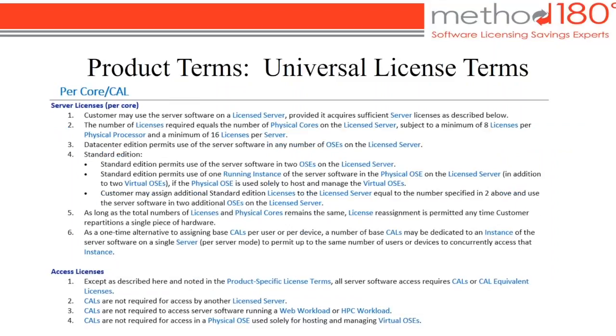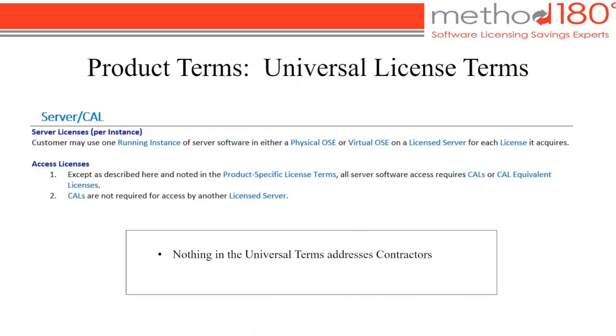Okay, so if we look at the per core / CAL model, which is the new server, this is basically Windows Server, where Windows Server's core-based licenses now come with CALs. Again, I'm not going to read through this, but it talks about what I can do with virtualization rights with servers. It tells me that I need to have CALs and things like that, but again, nothing to exempt people. The other thing is, let's look at server CAL, right? So this would be, say, SharePoint and Exchange. Again, nothing here. So in the universal terms, there's nothing that addresses contractors or external users. So we're left to go and look at individual products.